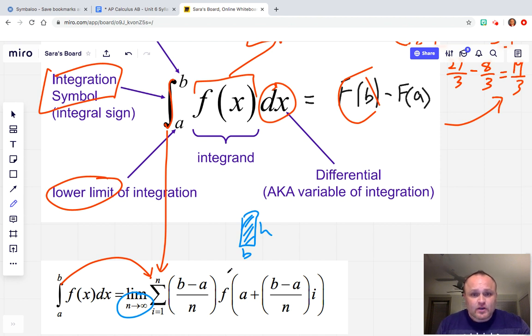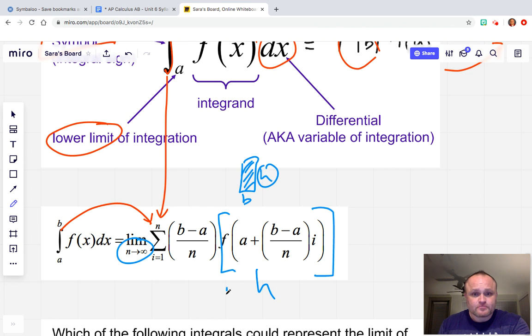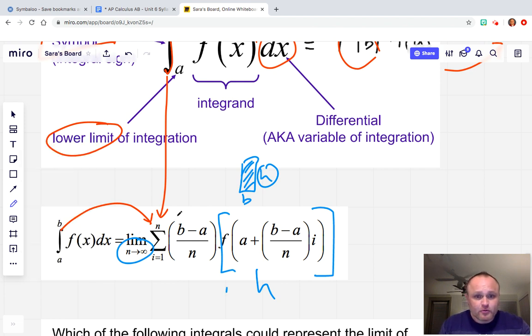So this right here is f of whatever that value is. All of that is a y value, okay? So it's like saying the height of something, okay? So that's h. And then over here, let's box this, let's say in purple, this is telling you the width, aka the delta x.